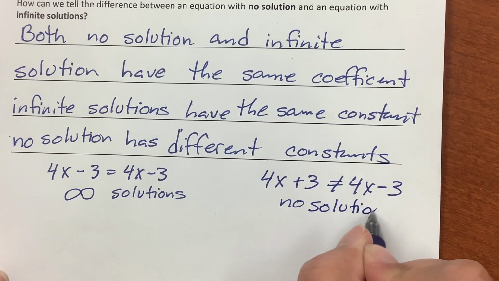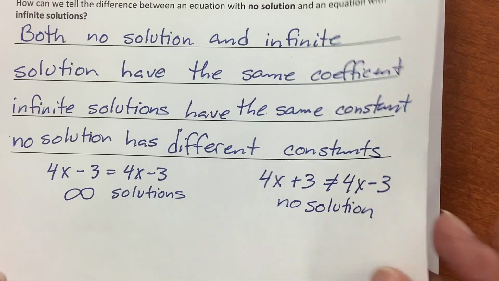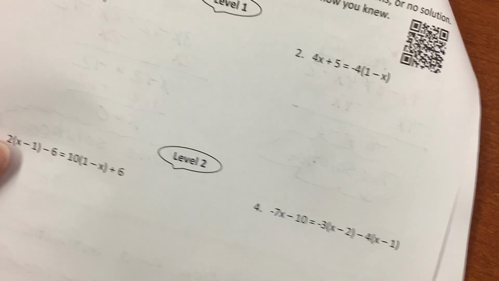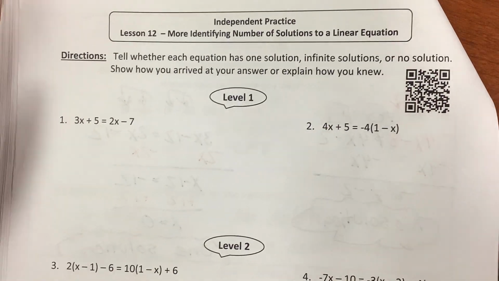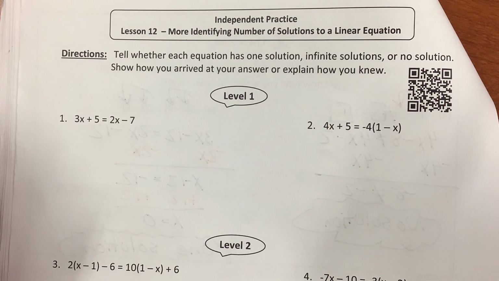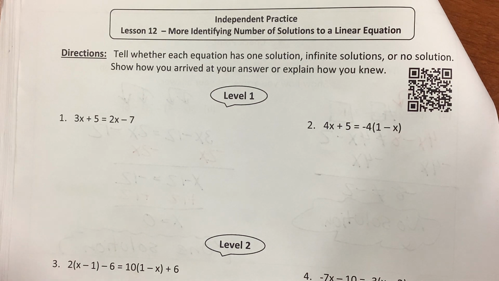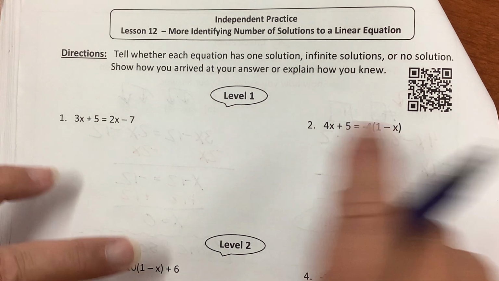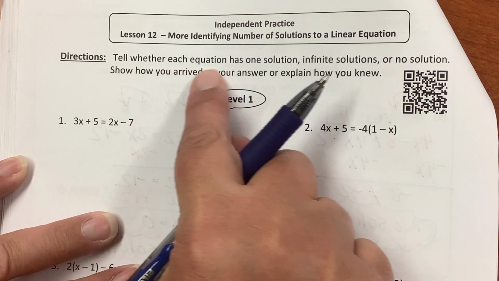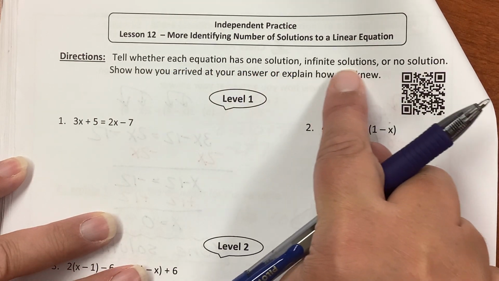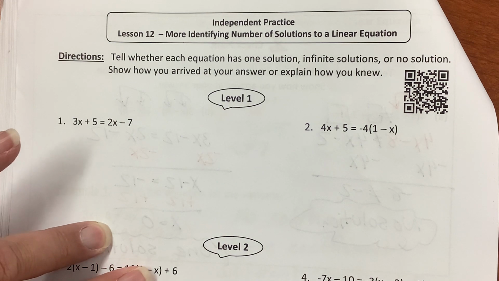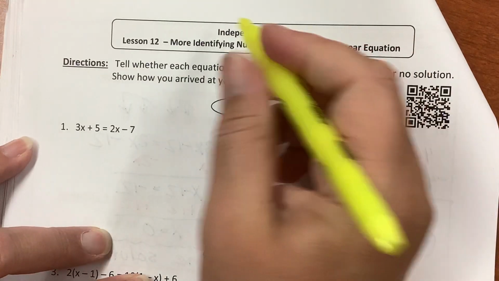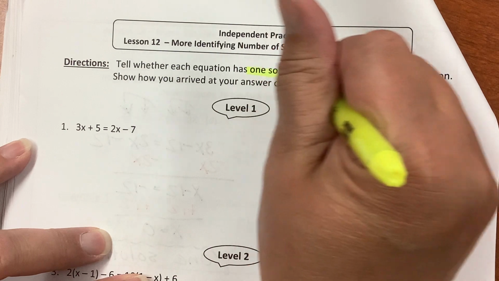All right, my friends, you have some independent work to do. Next page, independent practice. Pause the video and do these problems. I'll wait for you. Are you back? Did you try the problems? I hope you tried the problems. Let's read the directions. Tell whether each equation has one solution, infinite solutions, or no solution. So I have three choices here. And then I have to explain how I know.